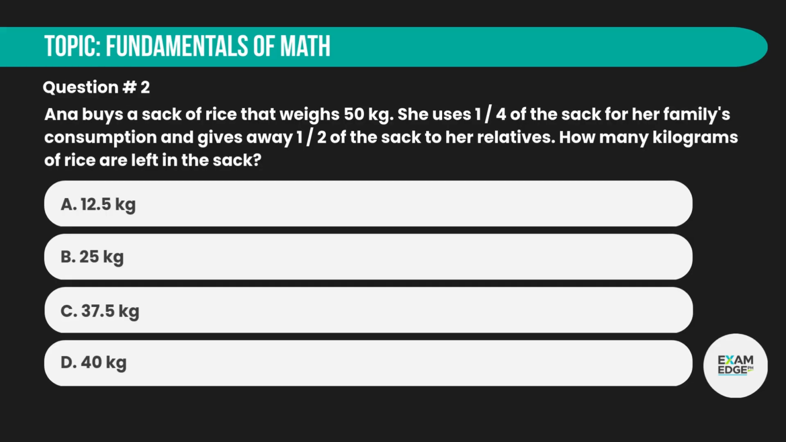Question number 2. Anna buys a sack of rice that weighs 50 kg. She uses 1/4 of the sack for her family's consumption and gives away 1/2 of the sack to her relatives. How many kilograms of rice are left in the sack? A. 12.5 kg. B. 25 kg. C. 37.5 kg. D. 40 kg.